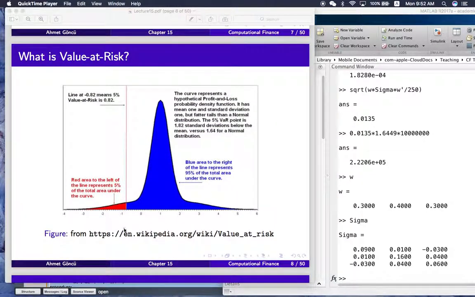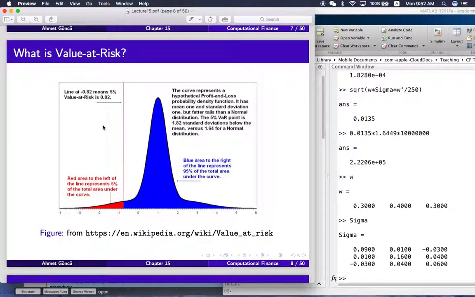If we visually want to see what this value at risk means, basically if you have, let's say, a profit and loss distribution for a portfolio, then value at risk is simply this quantile value that corresponds to the remaining 5% area on the tail of this distribution.